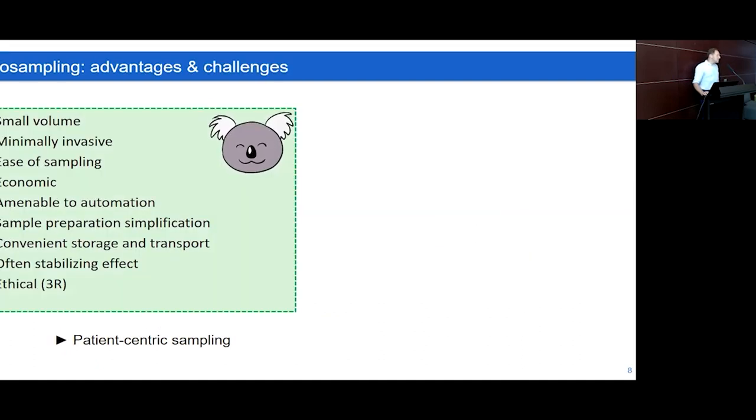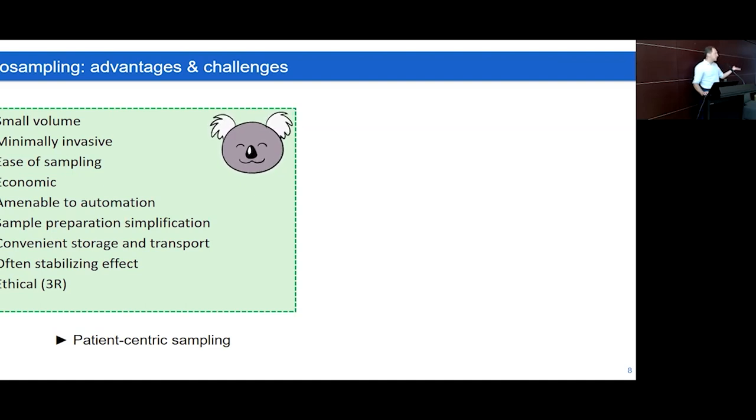There are advantages and disadvantages. I won't go into too much detail on the advantages. Obviously, it's a small volume, minimally invasive. For instance, for children, it's suited, thinking about the work that Susie is doing as well. There's ease of sampling. It's quite an economic procedure, amenable to automation. I'll come to that. Sample preparation and sample transport can be simplified.